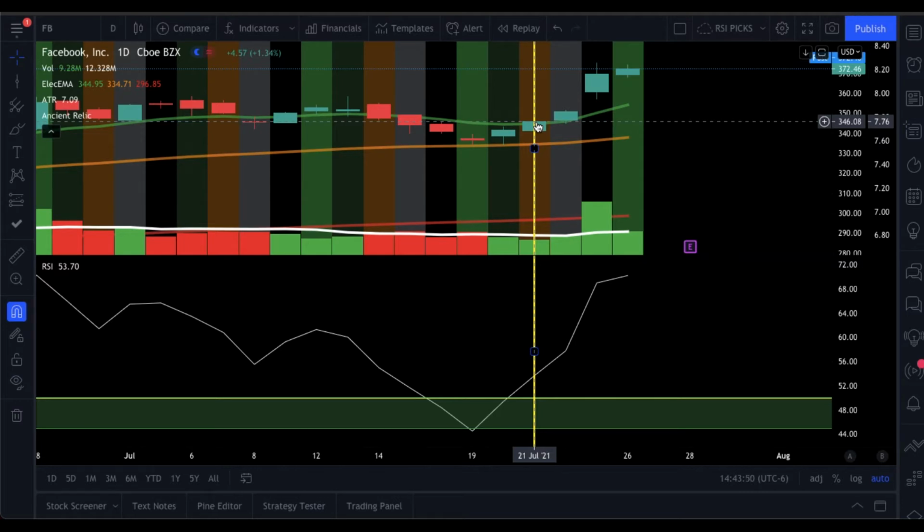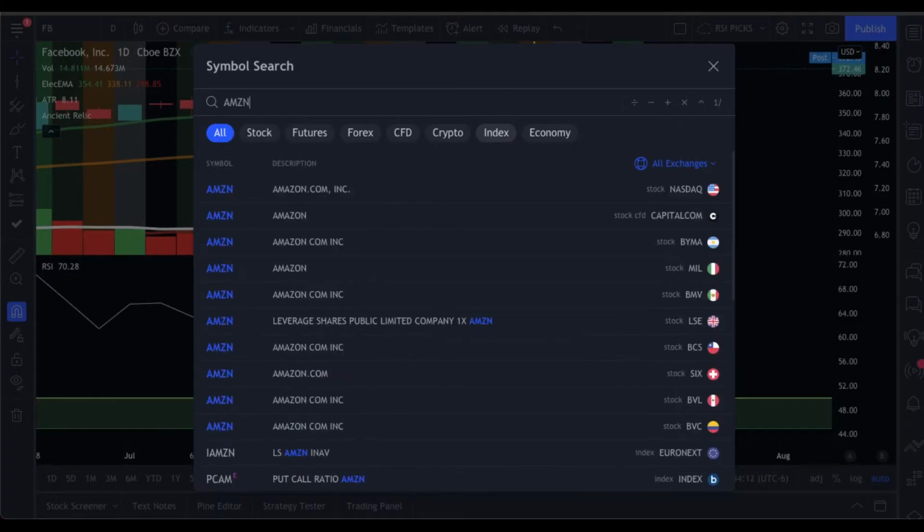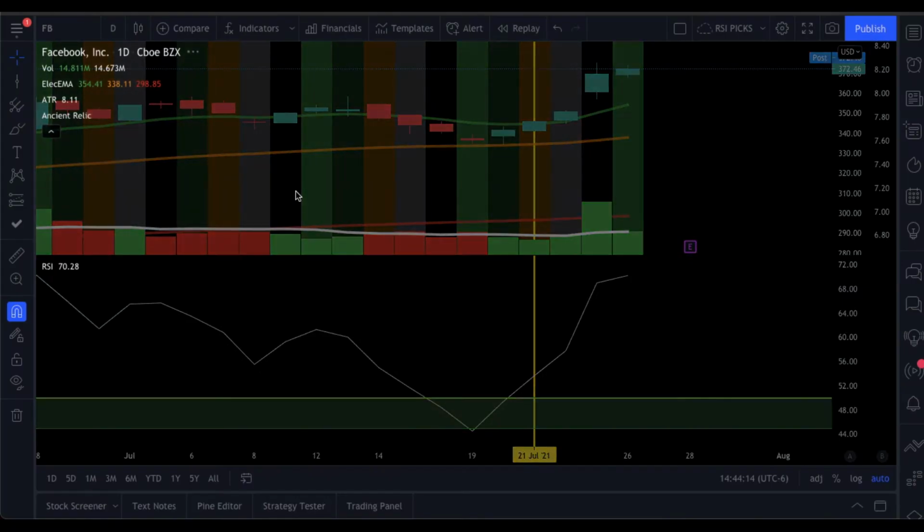It is already in a nice uptrend, and this is just showing that, look, the next day it went up and up. So it's had a few nice days of upward momentum. That would have been a nice little swing trade right there. Okay, so let's have a look at another one. I think Amazon. Let's bring Amazon up.